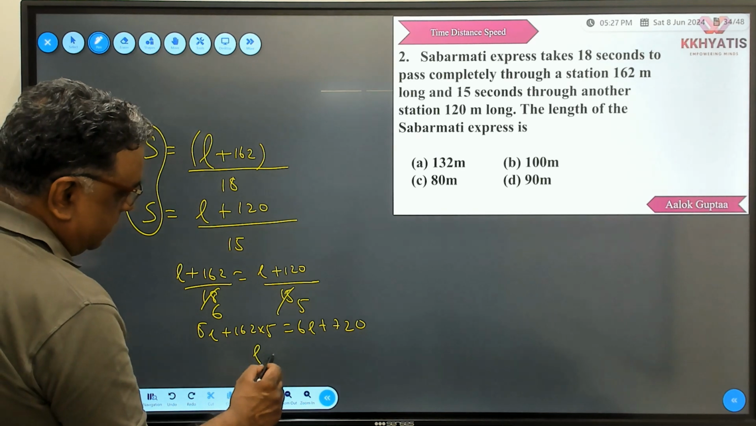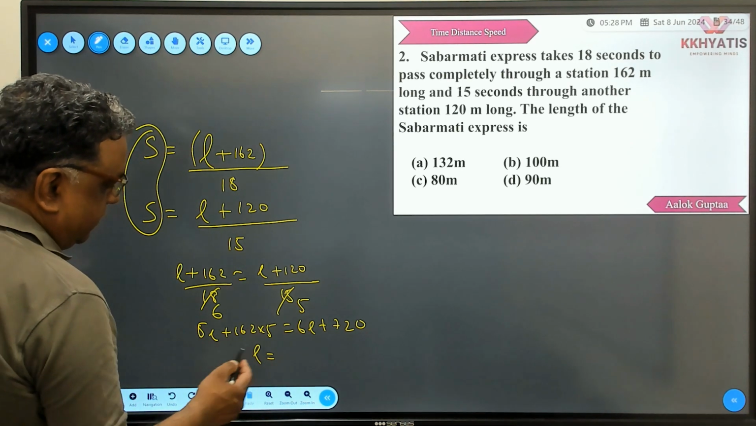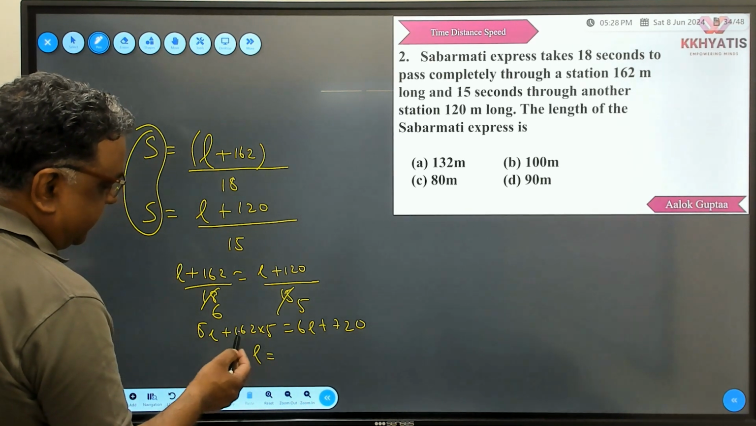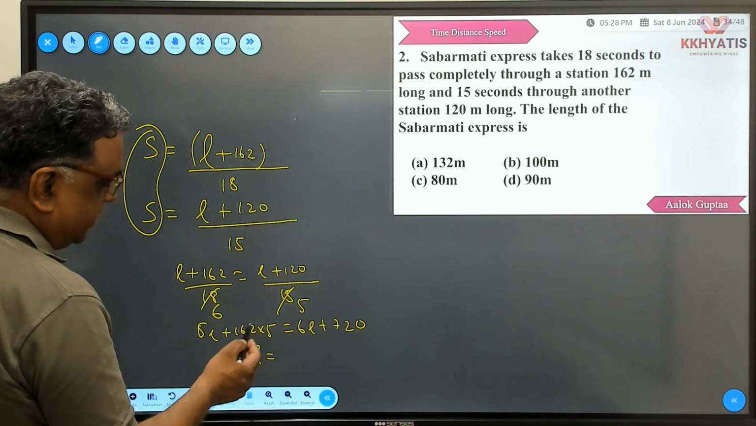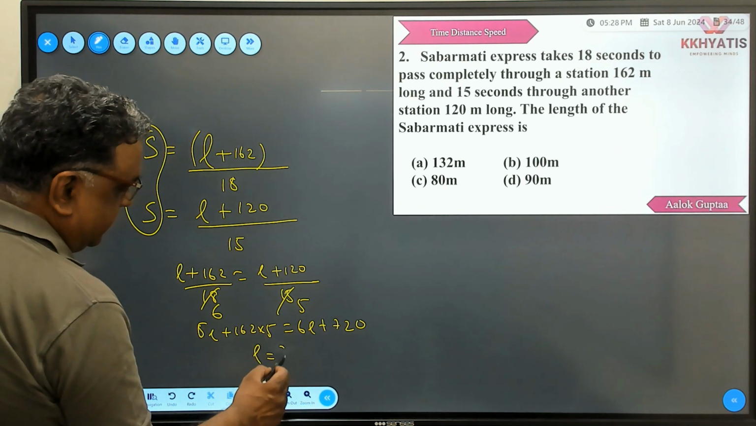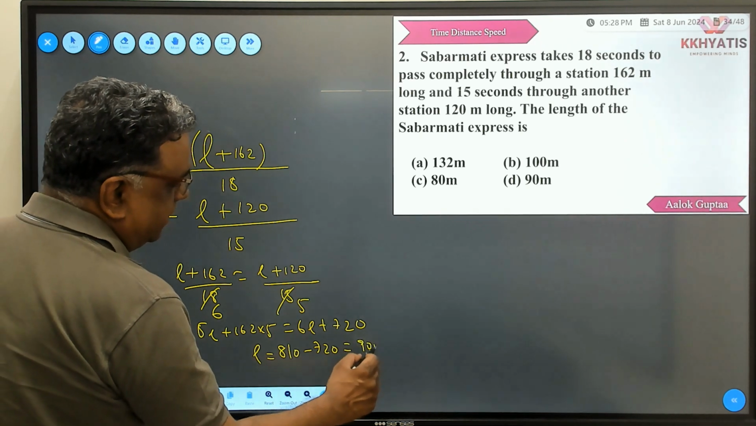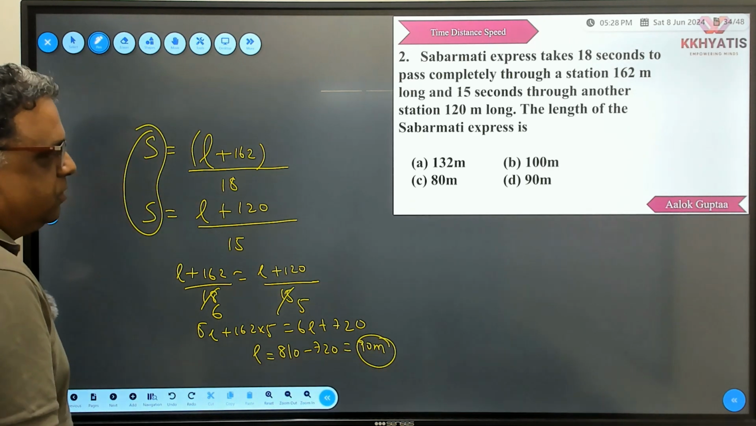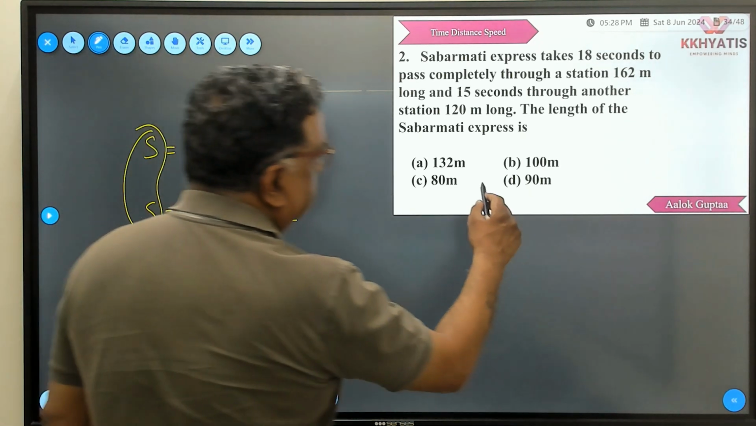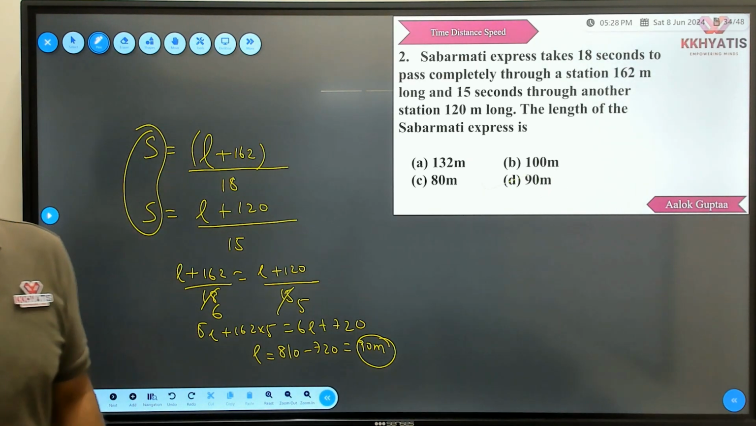So L, 720 will come here. 162 into 5: 160 into 5 is 800, 2 into 5 is 10, so 810 minus 720 is 90. So 90 meters should be the length of Sabarmati Express. 90 is the answer. Okay, next.